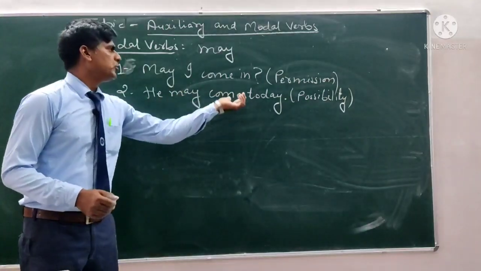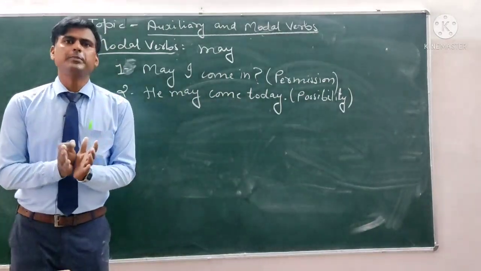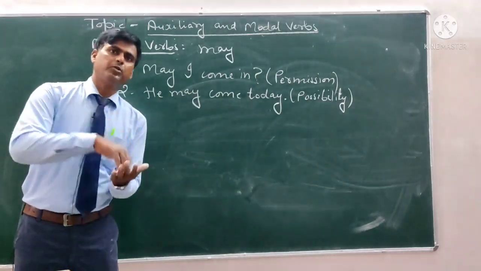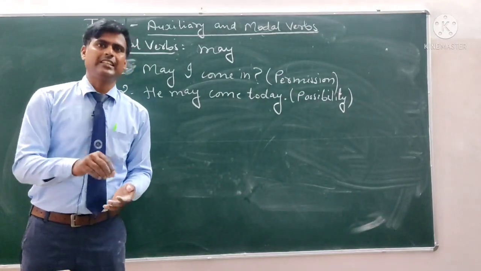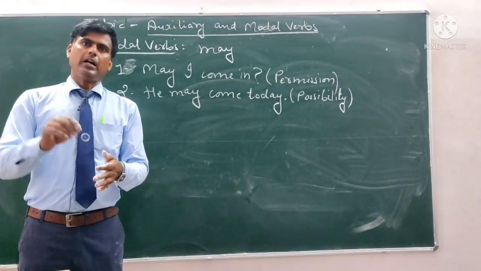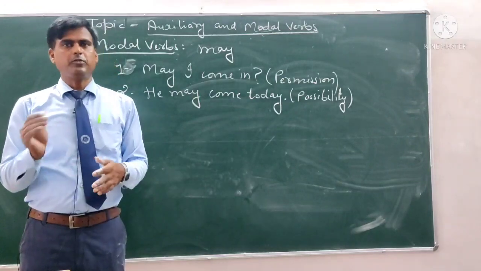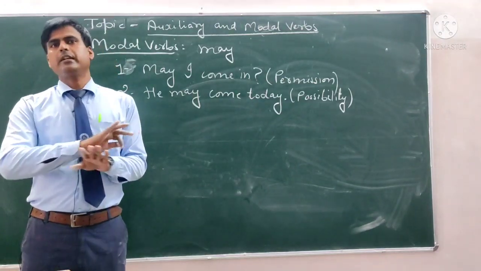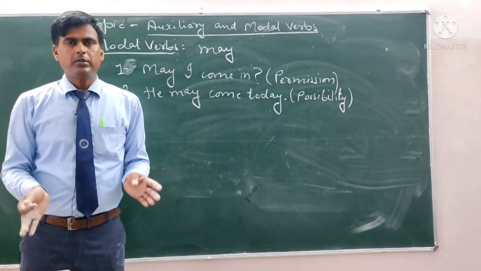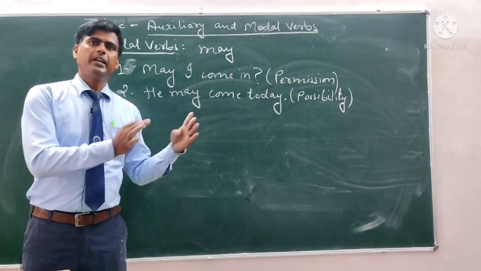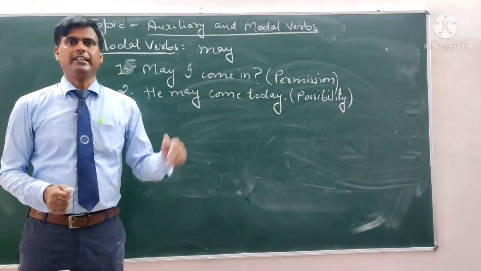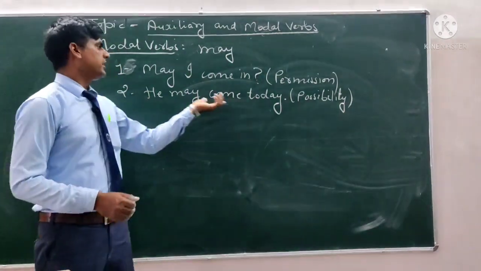Then he may come today. It shows us possibility that the person may come today, but it is not necessary. He may or may not come. If we are going to use may, it means we are not confirmed either the person will be here or not at the given time. For example, he may come today.